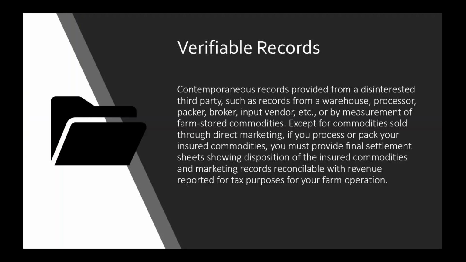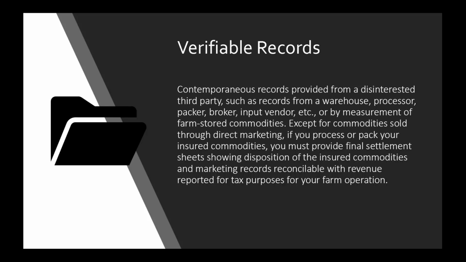Verifiable records. We talk a lot about this in the policy and throughout other policies of the Federal Crop Insurance Program. This term shows up a lot in all of the procedural handbooks that companies are required to follow. But let's read it here to make sure that we all understand what verifiable records are. Verifiable records are contemporaneous records provided from a disinterested third party, such as records from a warehouse, processor, broker, packer, input vendor, etc., or by measurement of farm stored commodities.